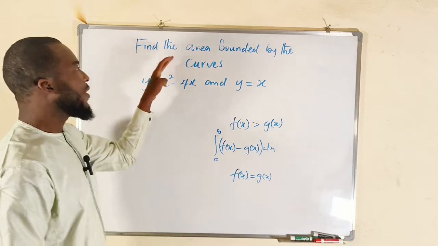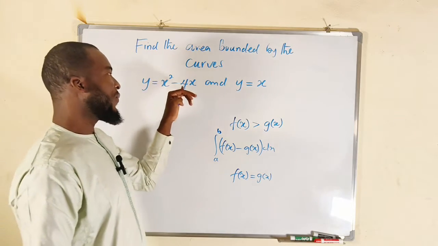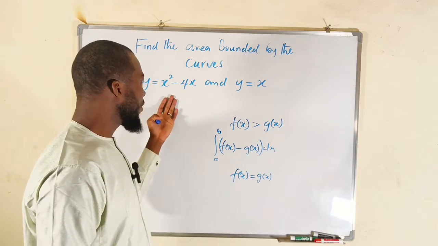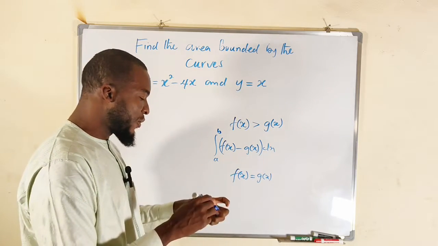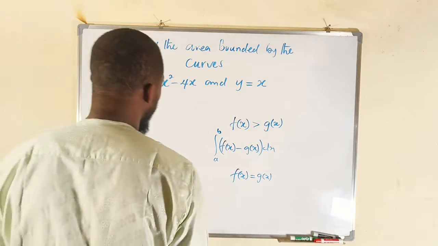So today we are going to find the area bounded by the curves y equal to x squared minus 4x and y equal to x. This is a quadratic function while this is a linear function. Before we start, I would like to sketch both functions.